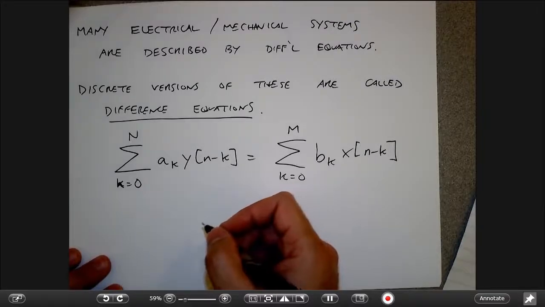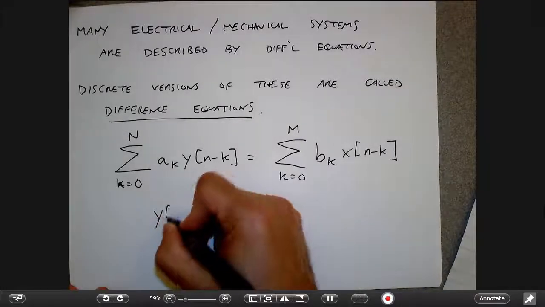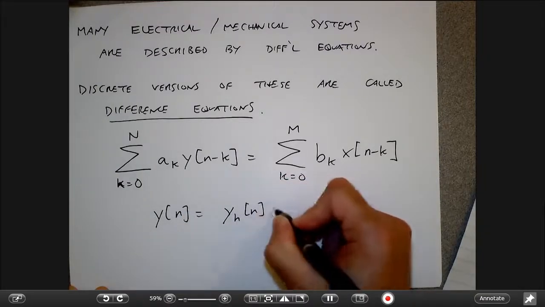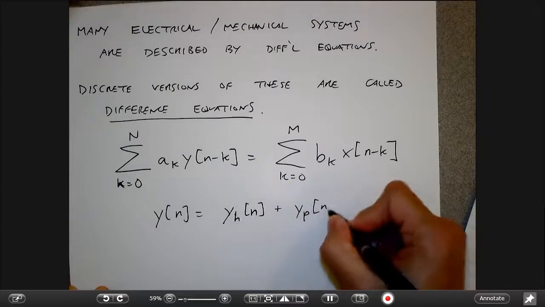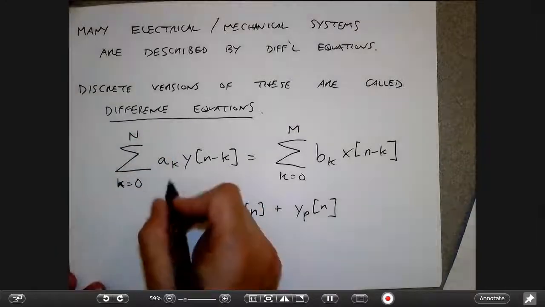And again, the way that you solve these is the same way that you solve differential equations. My solution is going to be basically a homogeneous solution, plus a particular solution. For the regular class, I'm not going to go into this too much. For the advanced class, I put a homework problem on solving difference equations by treating them like an LTI system, okay?